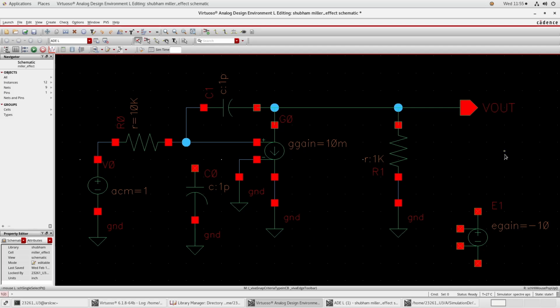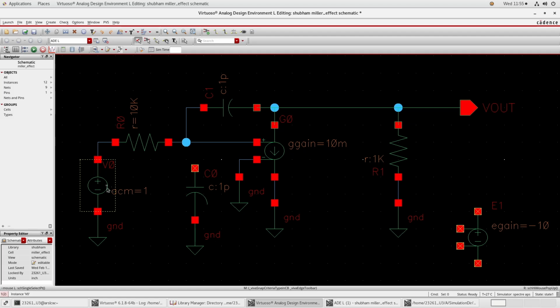Hello everyone. Today we will simulate the Miller effect, and we will relate the theory and practical and see how to calculate dominant and non-dominant poles while there is a Miller capacitance. So this schematic I have created.